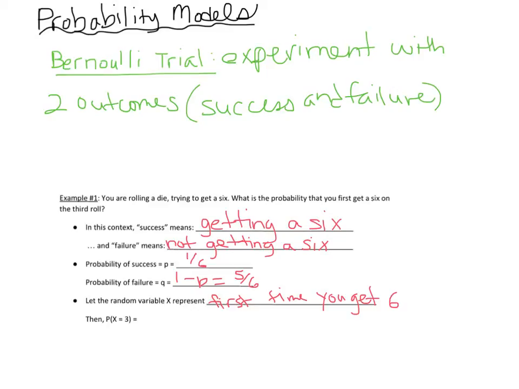We find this by saying, okay, our first attempt, we don't get a 6, which is 5 out of 6. Second attempt, we don't get a 6, which is still 5 out of 6. But we want our third attempt to be getting a 6, which happens 1 out of 6 times. So our answer for this one is going to be 25 over 216, or 0.1157. I actually prefer to write these as a decimal in the end because 0.1157 looks like it's about 11%, 12%. That's a little bit more meaningful than that fraction.